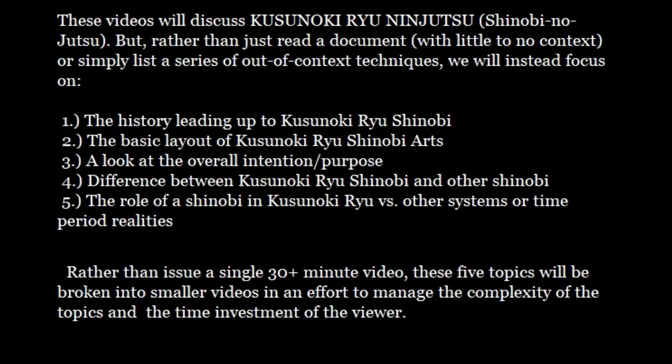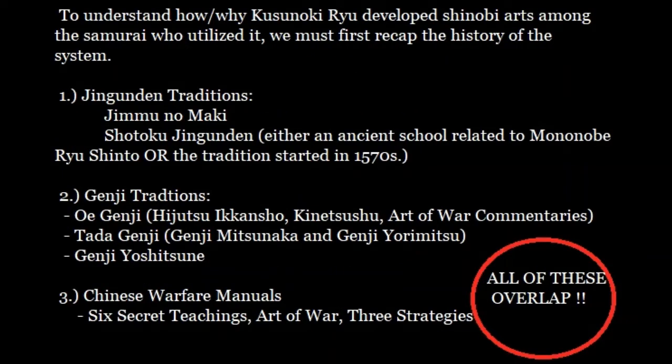So this is actually going to be 3 videos. This first video is going to be number 1, numbers 2 and 3 will be video 2, and 4 and 5 will be video 3. So again, rather than issue a single 30-minute or 60-minute video, these 5 topics will be broken into these smaller videos to try to manage the complexity of the topic and the time investment of you, the viewer. So let's look at the how and the why of Kusunoki Ryu Shinobi arts.